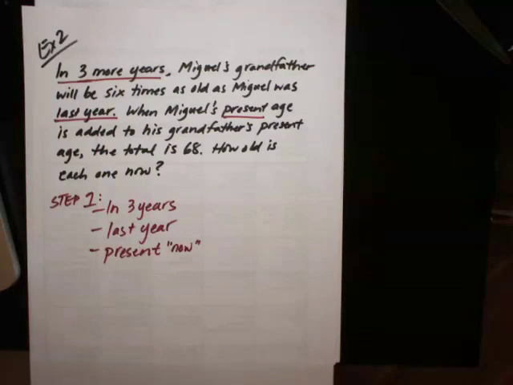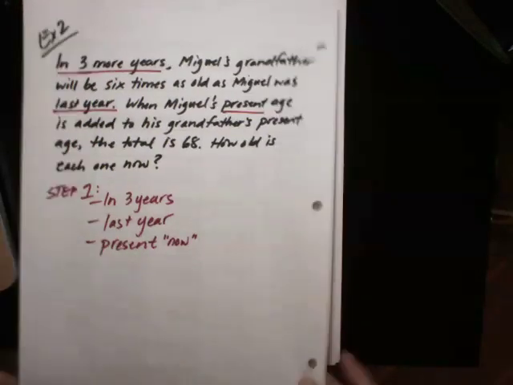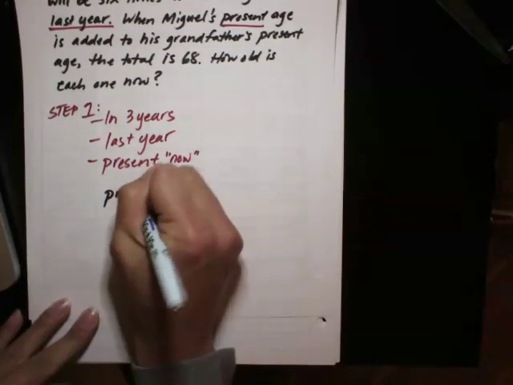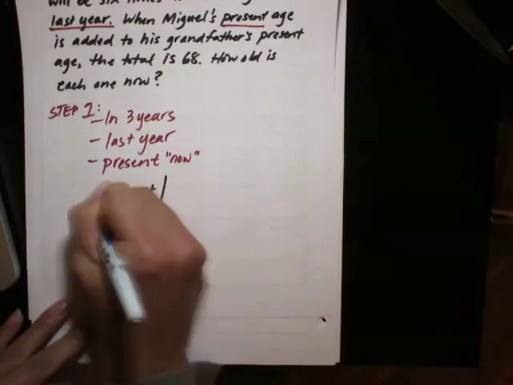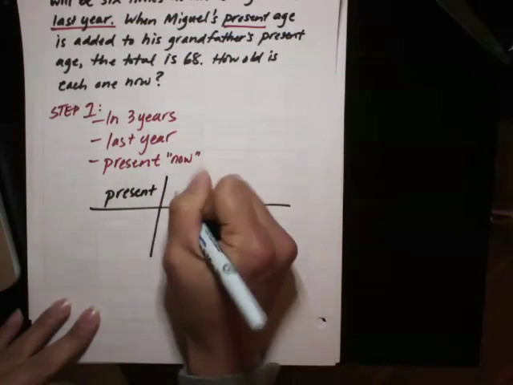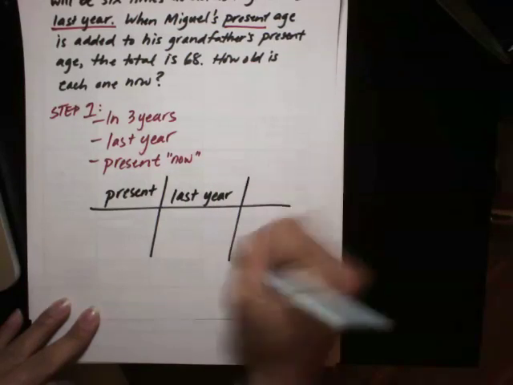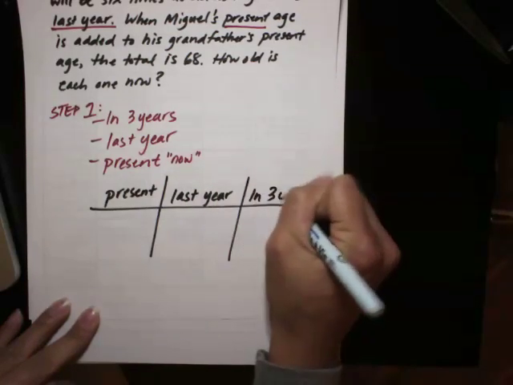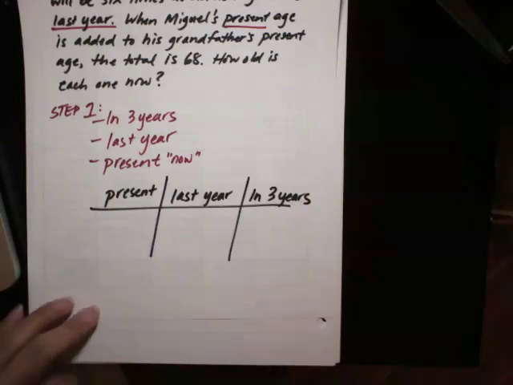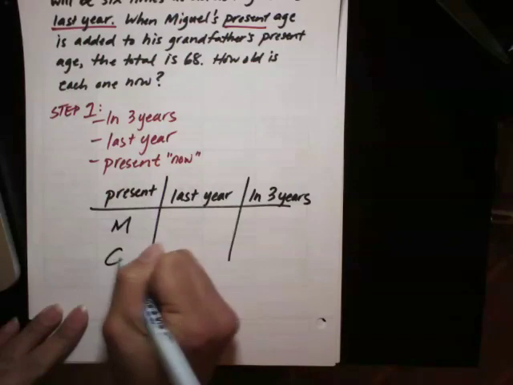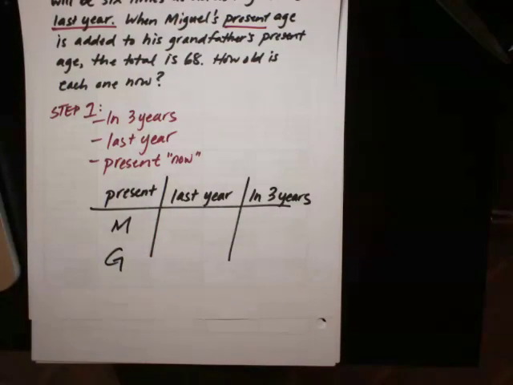Okay, so let's put this in a nice, neat chart that we can use as a legend. You have the present, you have last year, and you have in 3 years. Okay, so in the present there is Miguel and there is his grandfather. I'll just use M and G.